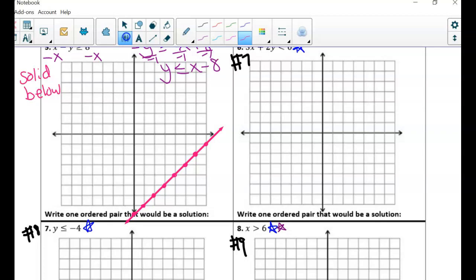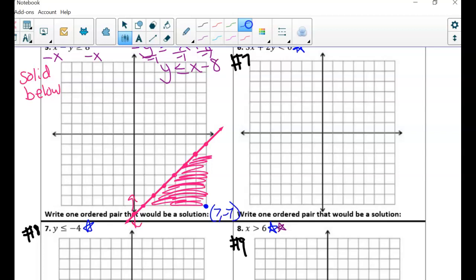If you're not sure, you can draw your arrows. Below would be underneath, so this area right here. Someone give me a point that would be a solution to this. Josh, go ahead. 7, -7. 7, -7 would be a solution.